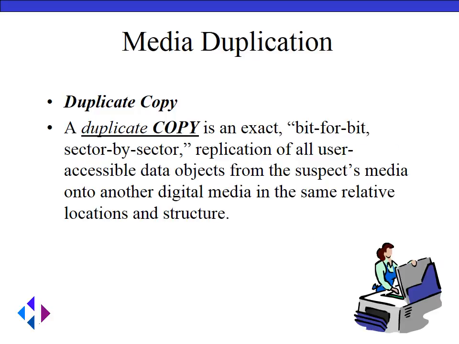Duplicate copy. A duplicate copy is an exact bit-for-bit, sector-by-sector replication of all user-accessible data objects from the suspect's media onto another digital media device in the same relative locations and structure.